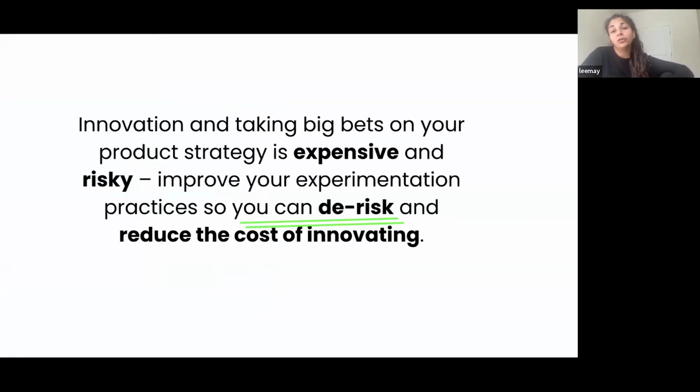Innovation and taking big bets on your product strategy is expensive and it's risky. You can improve your experimentation practices so you can de-risk and reduce the cost of innovating. So like I said, AI is very complex. There's a lot of infrastructure, there's the model itself, there's researchers, there's data scientists, there's core foundational engineering needed to sustainably support AI in a production setting. And that's expensive and it's risky if it does the wrong things. And you want to use A/B testing to make that less expensive, meaning if it's easy to evaluate changes on your AI model, the more you can innovate. If experimentation can help catch degradations before it's launched to all users, that reduces your risk. So A/B testing and AI definitely go hand in hand.